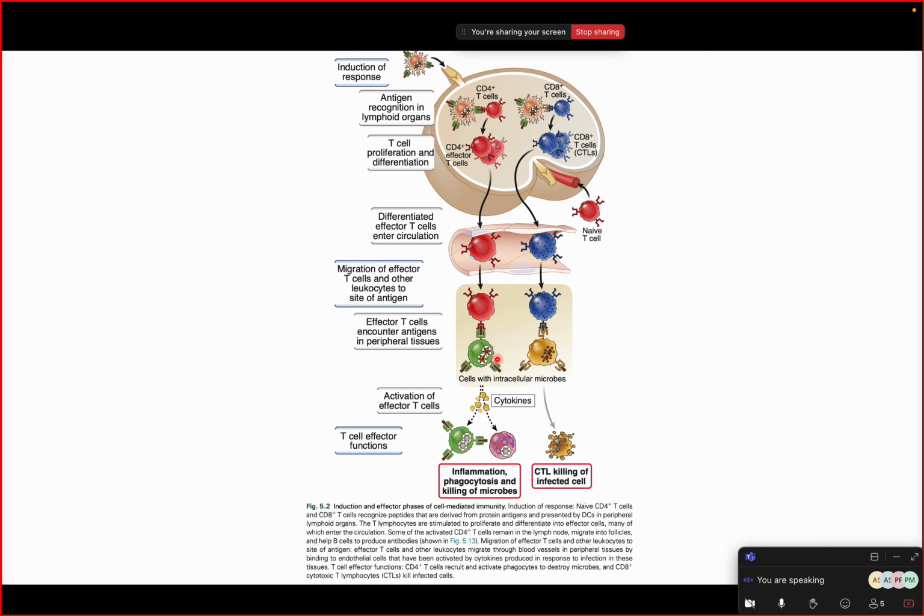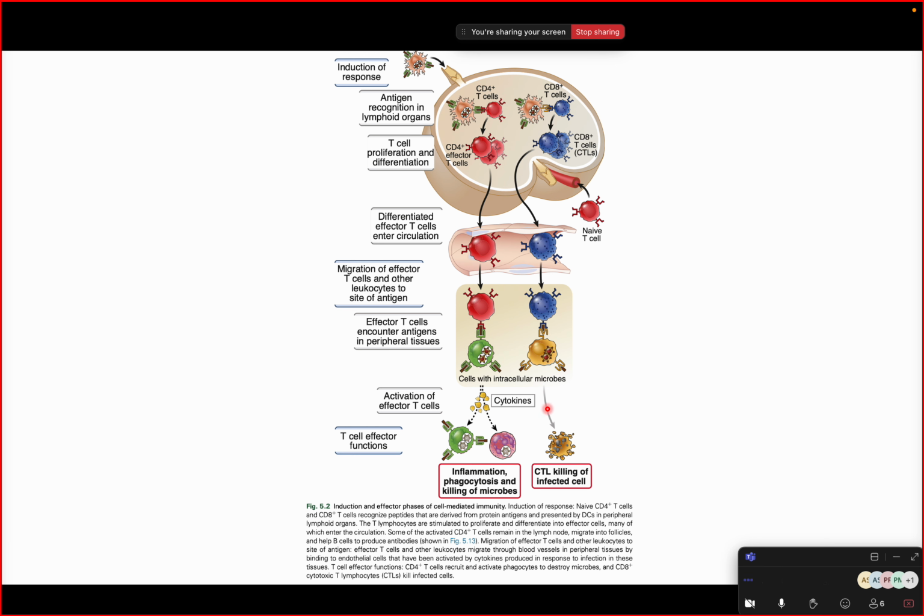So if a CD4 positive T cell identifies a cell which has the intracellular pathogen or microbe, it will release some cytokines. These cytokines will induce inflammation, enhance phagocytosis, and ultimately kill the microbe by killing the cell. So they are secreting these molecules which lead to these things, and ultimately lead to the death of the infected cell.